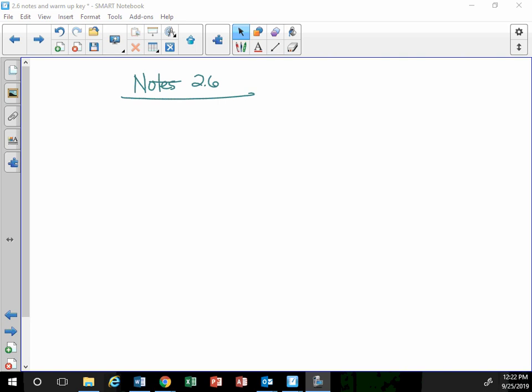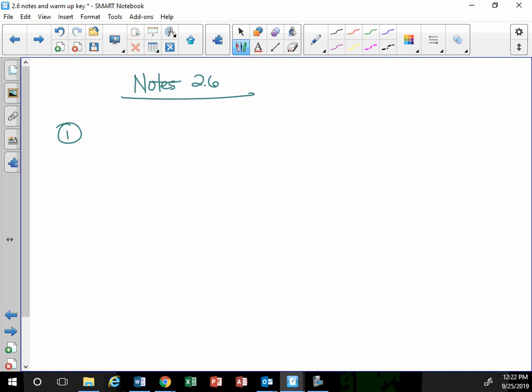So 2.6, we're basically dealing with a lot of log properties in this one. So we're going to go through several examples. The first one here, we're going to expand. I am giving you log base 5 of 25AB. I'm going to walk you through this first one, then I'll let you try one.